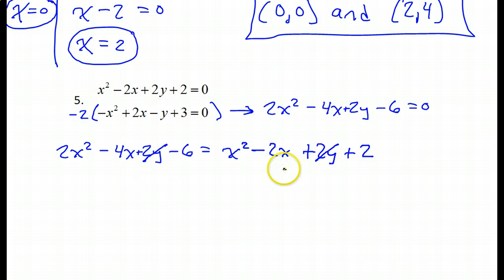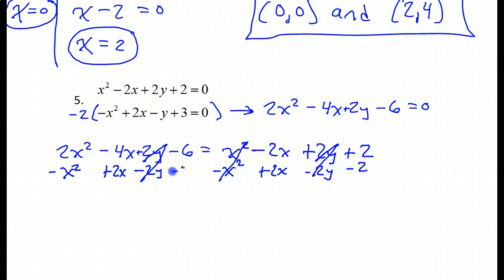So now I can finish the rest of the problem by subtracting x squared from both sides. Technically we subtracted those from both sides, so they're gone completely. I'm going to add 2x to both sides, and I will subtract 2 from both sides. Now everything's gone from the right.